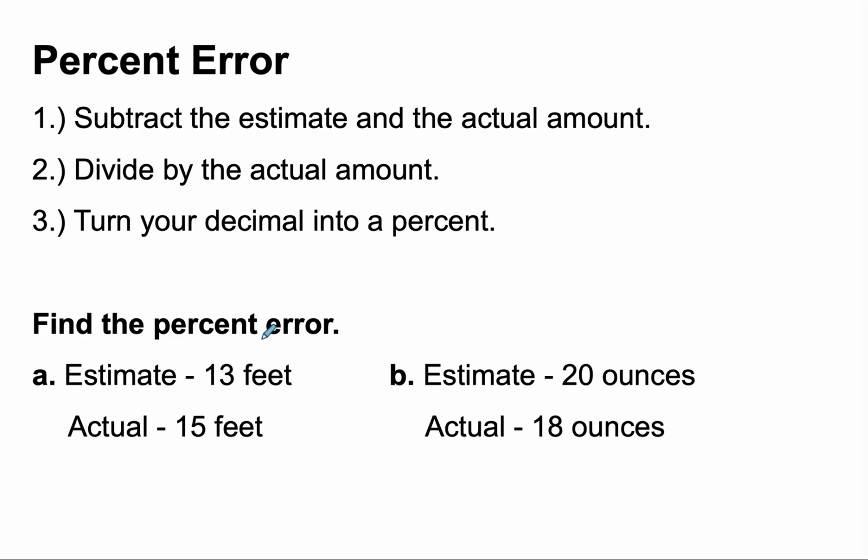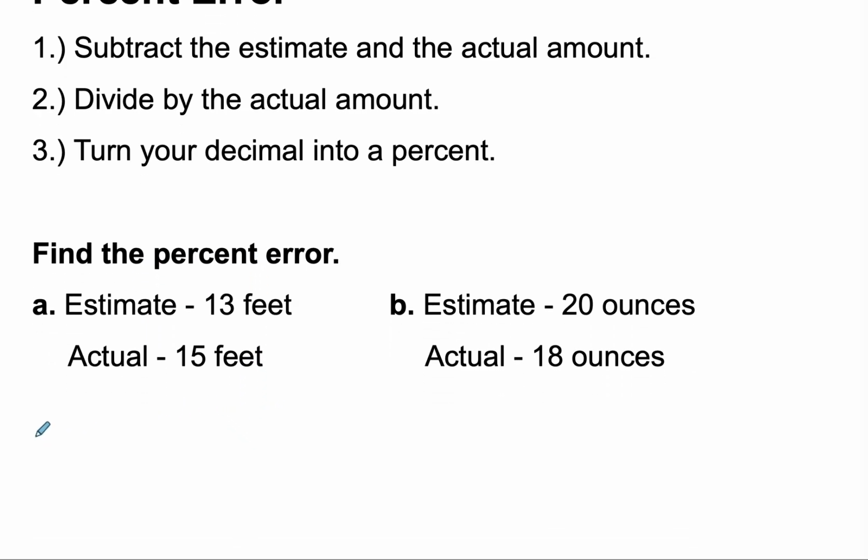So here our estimate is 13 feet, our actual is 15 feet. So we're subtracting, just like with percent change. We're always going to do big minus small, but this time we divide by the actual. It's not the first number, it's the actual number. The actual number here is 15 feet. That's what we're dividing by.